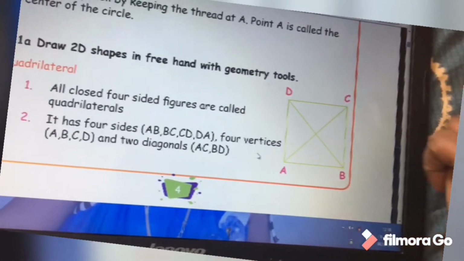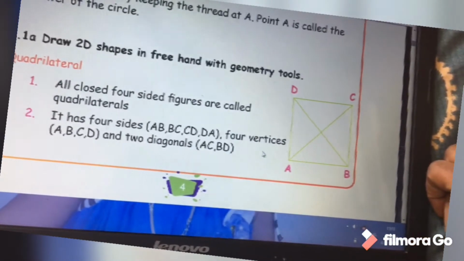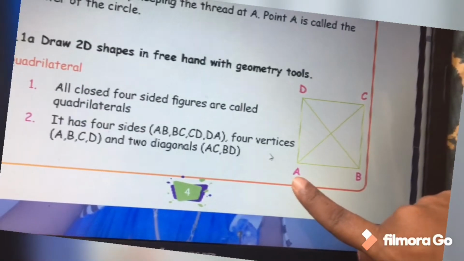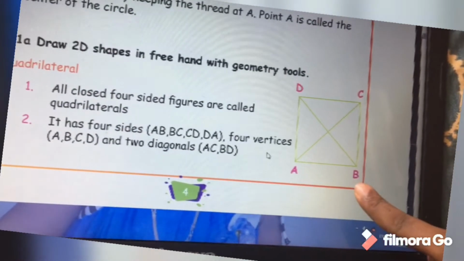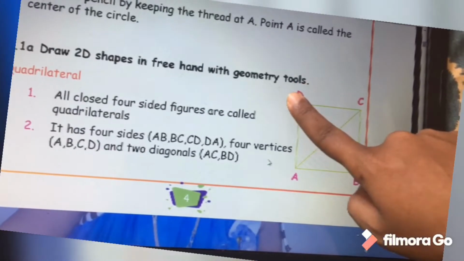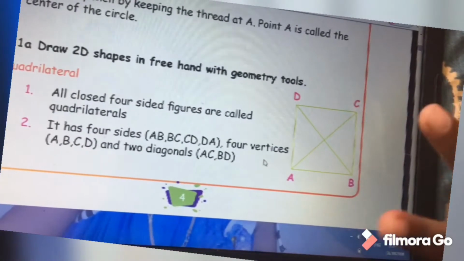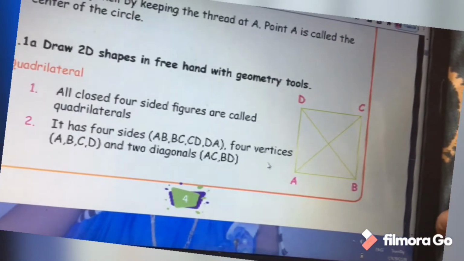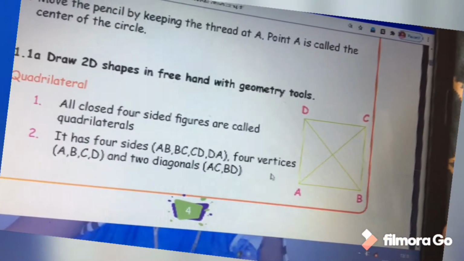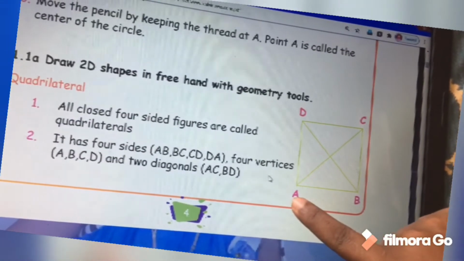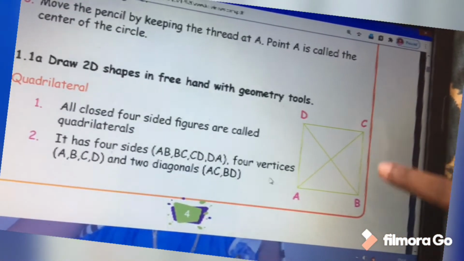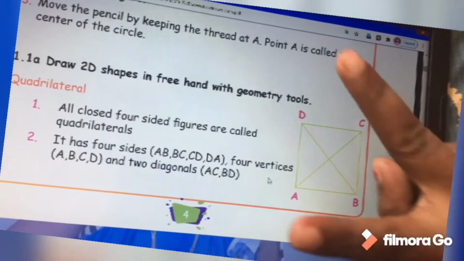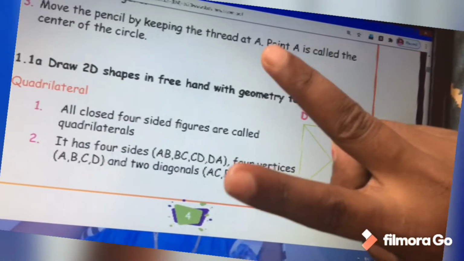Four sides are there, and also four vertices. What are those? A, B, C, D. So how many vertices are there? Four vertices. Then diagonals. How many diagonals are there? Two diagonals: A and C, B and D. So how many diagonals are there? Two diagonals.